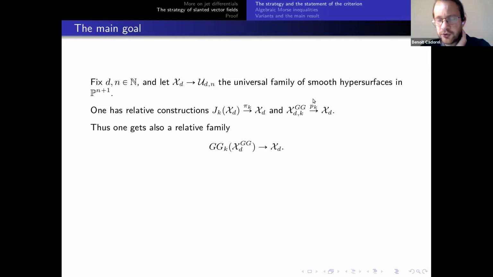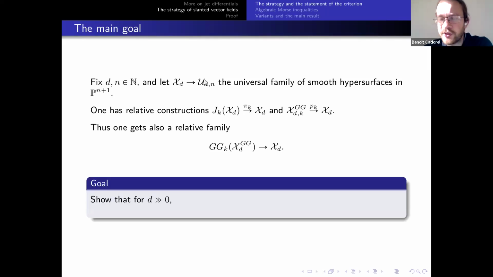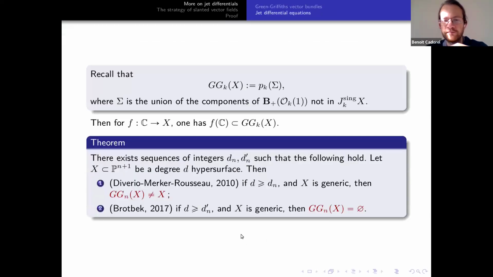Similarly, you can construct the Green-Griffiths base loci for any K inside the fibers of this family. And what you want to prove, the goal is to prove that if you have taken D sufficiently large, then either the Green-Griffiths locus, sorry, this should be D here, is empty, or not the whole hypersurface. And it will have given you the two results that were stated in the theorem here.